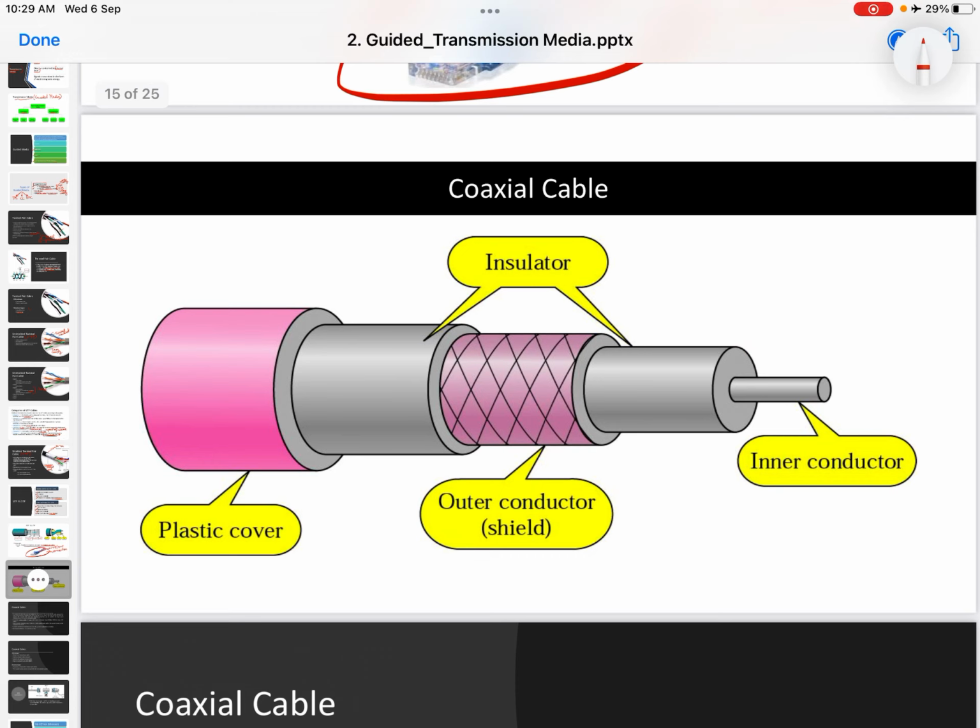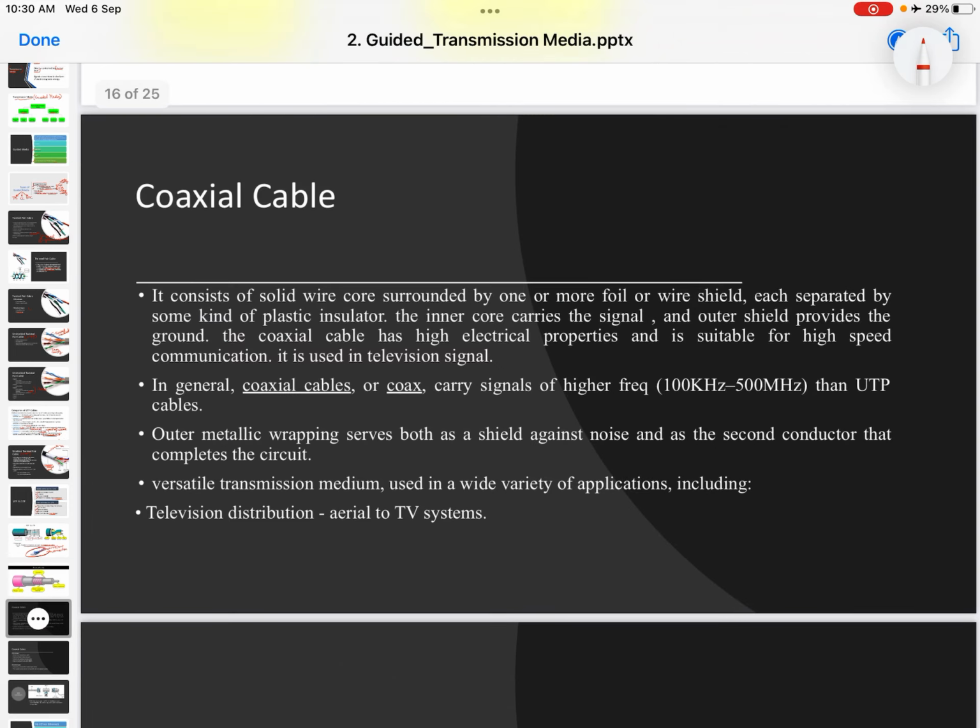Next is your coaxial cables. Coaxial cable has a plastic cover, outer conductor shield, inner conductor, and an insulator. Coaxial cable consists of a solid wire core surrounded by one or more foil or wire shields, each separated by some kind of plastic insulator. The inner core carries the signals and the outer shield provides the ground.